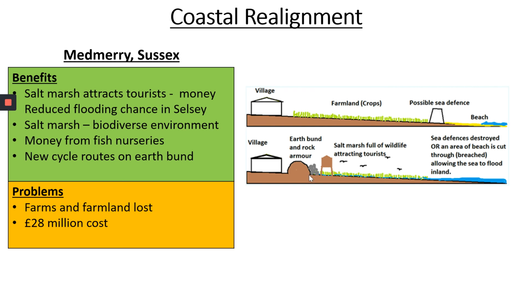Okay, just building the embankment around the edge, installing the rock armour, destroying the sea defence, and sometimes you need to help this salt marsh to form by dumping lots and lots of mud. It's all extremely expensive, and 28 million is up towards the top end of some of our coastal management strategies.